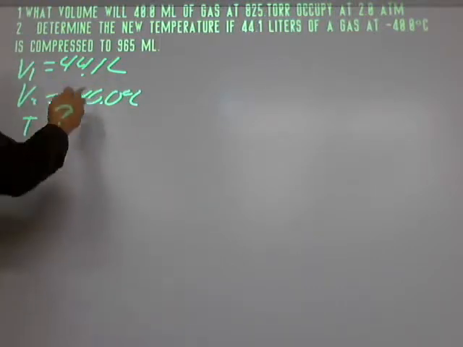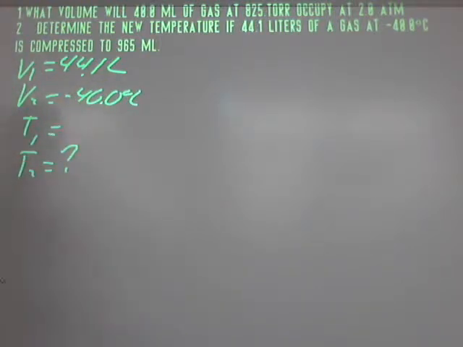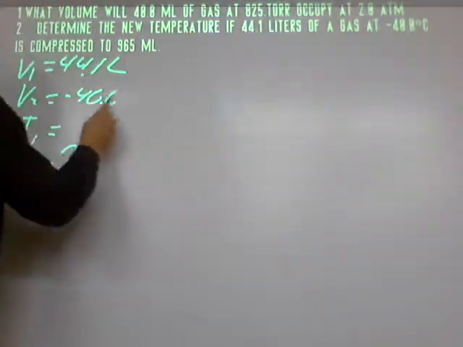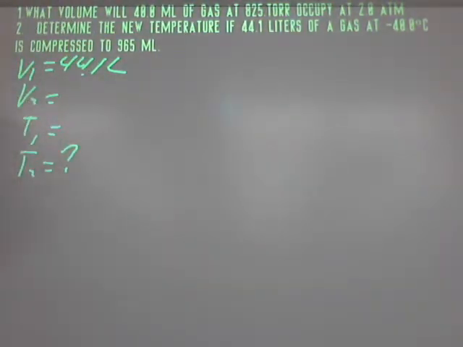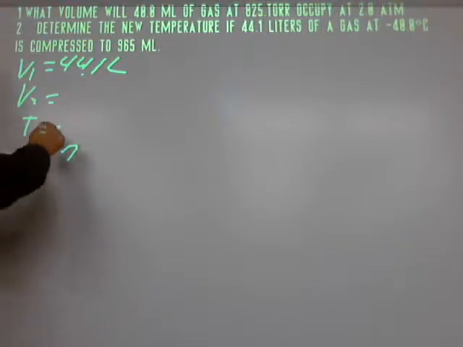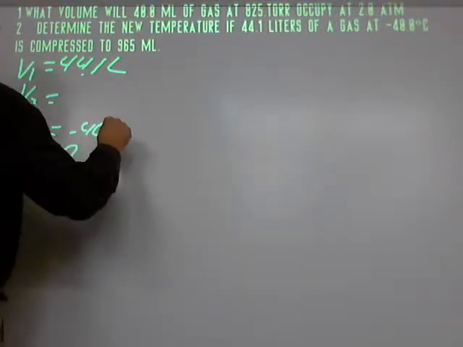What did I do? I wrote that in the wrong spot. And that's easy to do. You've got to be careful. I said it correctly, but I wrote it in the wrong spot. So do be careful when you're doing that. Your T1 is negative 40 Celsius.